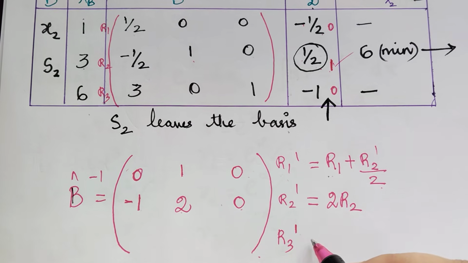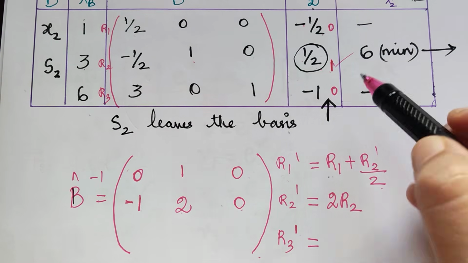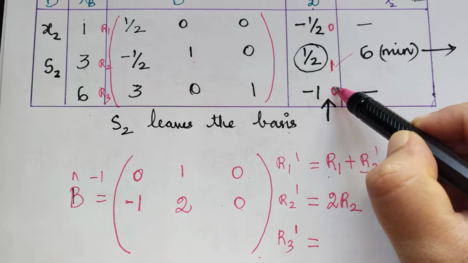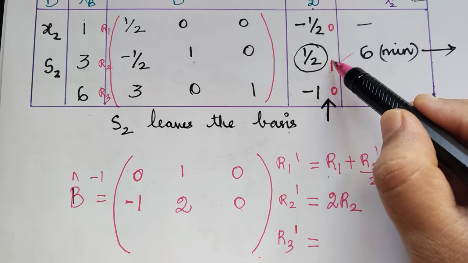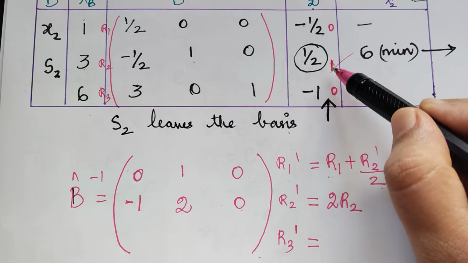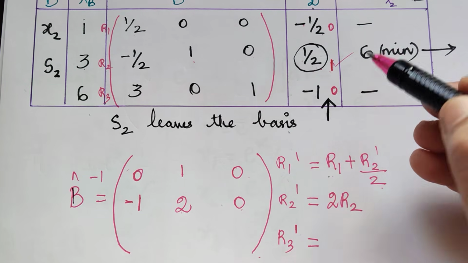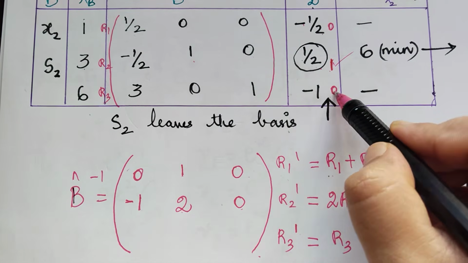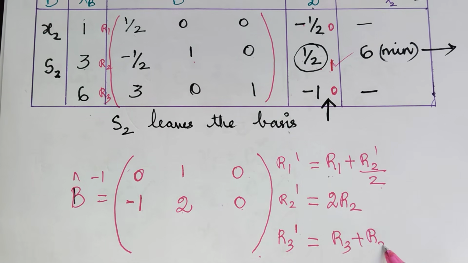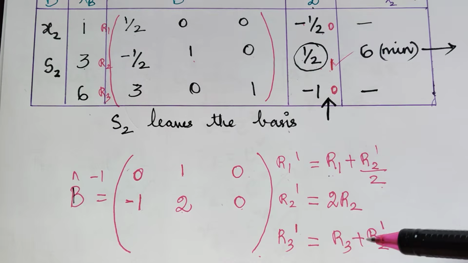So next we want to find R3 dash. So to find this row, we want to make this as 0 with the help of R2 dash. So what do you have here? 1. So if you just add these two, it will become 0. So what are we doing? We are adding R3, so this row 3 with row 2 dash. So if we add that, it will be minus 1 plus 1, it will become 0.